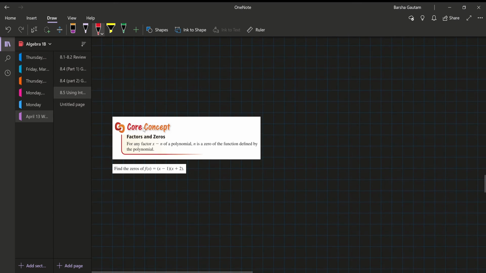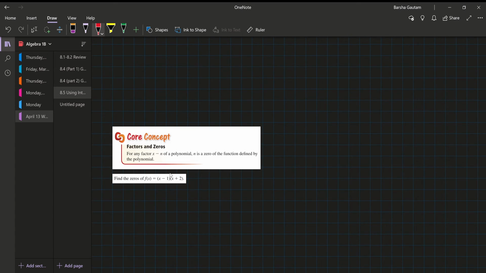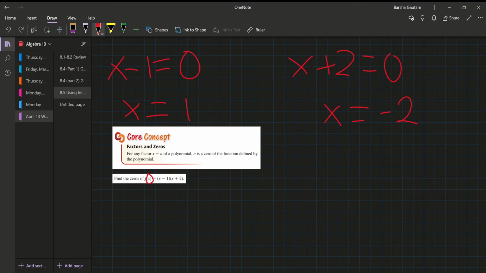Find the zeros of f(x) equals (x minus 1)(x plus 2). Alright, so again, we're going to need to create two equations. We're going to set f of x equal to 0. So our two equations are going to be x minus 1 is equal to 0 and x plus 2 is equal to 0. Which gives us x equals 1 and x equals -2. And those are going to be our zeros.